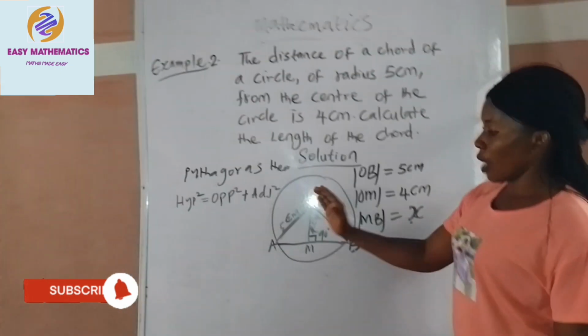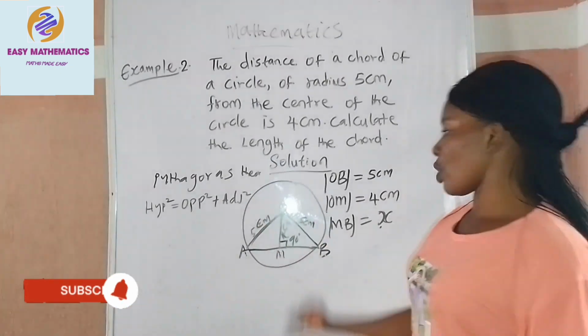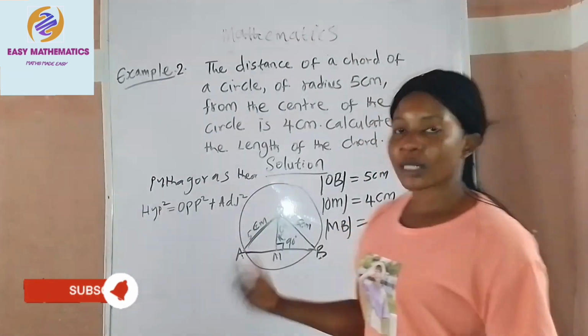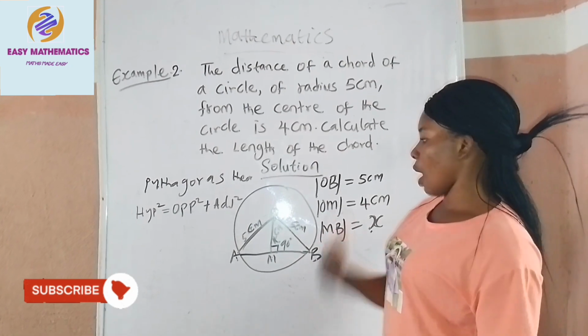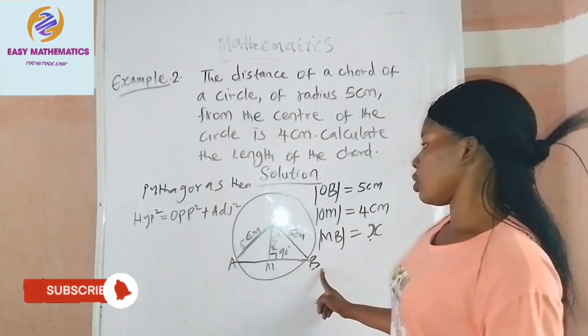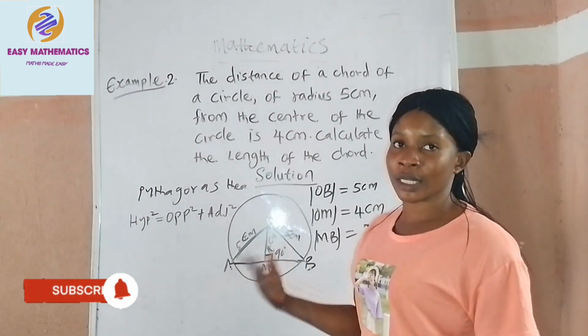Now we look at our triangle here. We are looking at this side. You can still look at this side. Whatever applies to this side of the triangle also applies to this side. They are all the same, because from our initial theory, we said that OA is equal to OB. So whatever we apply here, it is the same thing.